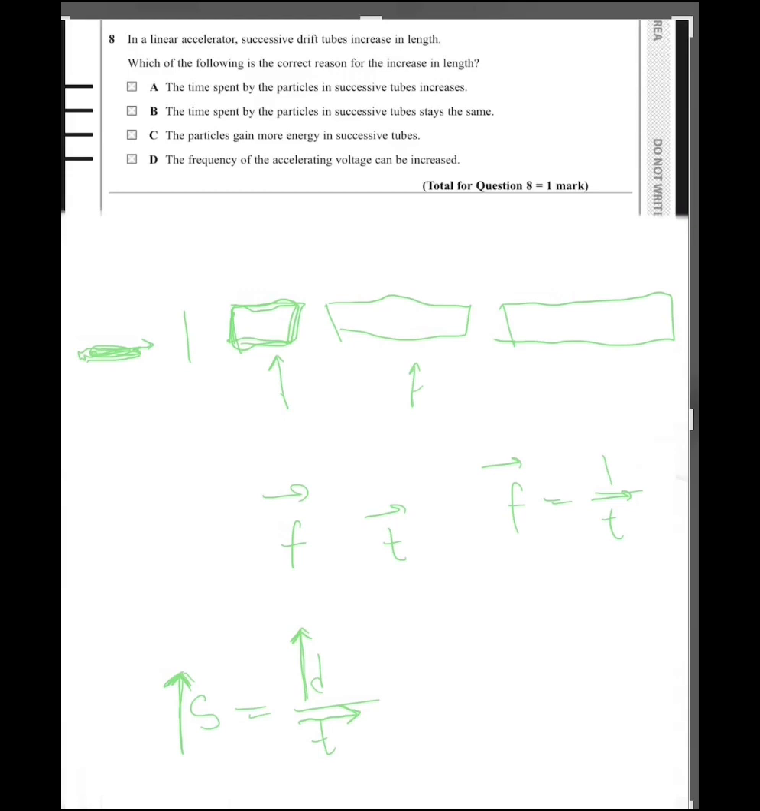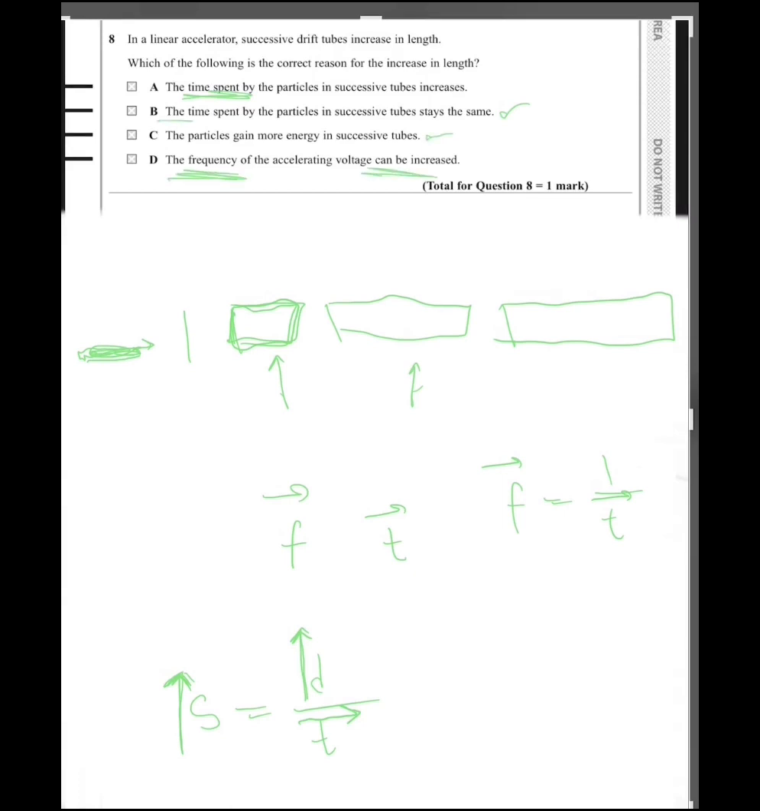So let's see. Part A, the time spent by the particle in each successive tube increases. No, the time spent is constant. Part B, the time spent by the particles in successive tubes stays the same. Yes, this is correct. Part C, the particles gain more energy in successive tubes. This is also correct. Part D, the frequency of the accelerating voltage can be increased. No, the frequency remains the same.